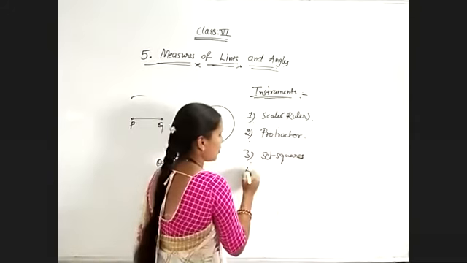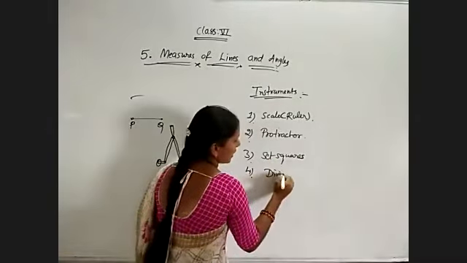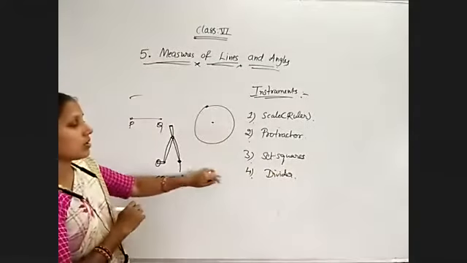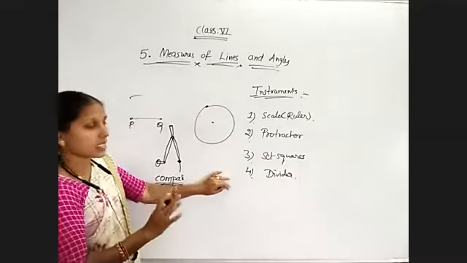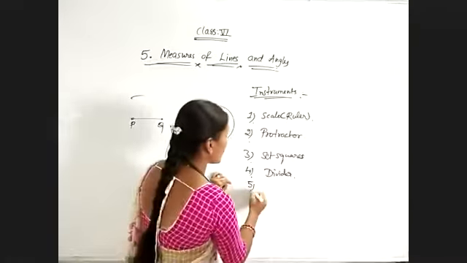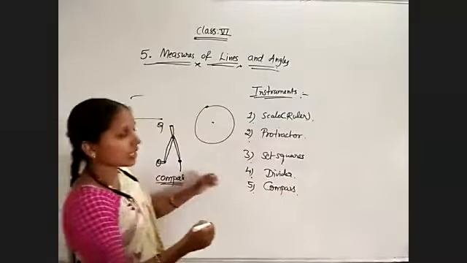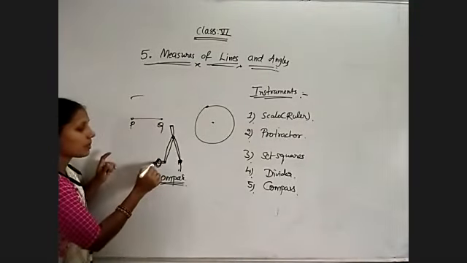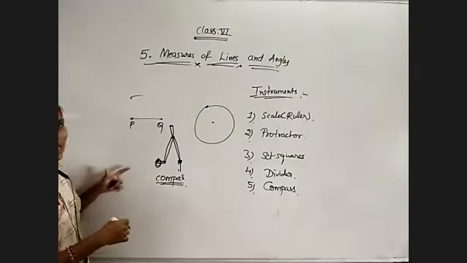And the fourth one is the divider. A divider has two arms. It is used to compare two line segments, that's all. And the fifth one is the compass. A compass has two arms, but only on one side do we have the pointer; on the other side, to keep the pencil, we have an adjustment here.